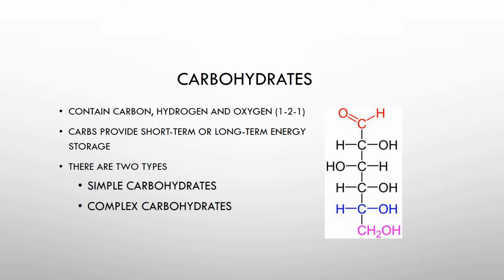So first we'll look at carbohydrates. They contain carbon, hydrogen, and oxygen in that specific 1-to-1 ratio. They provide short-term or long-term energy storage, depending on how quickly they're used. When they're used very quickly, they will not really provide long-term storage, but those that are left over can be stored for later use. There are two types of carbohydrates. We call them simple carbs or complex carbs.